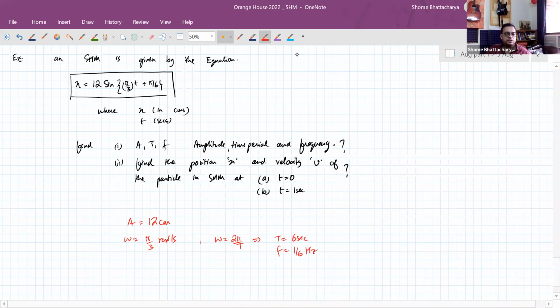So frequency can always be a fraction, because it means that in 1 second only 1/6 of an oscillation, or 0.167 cycles, are completed. Yes, that's correct. So these are the answers for the first part.